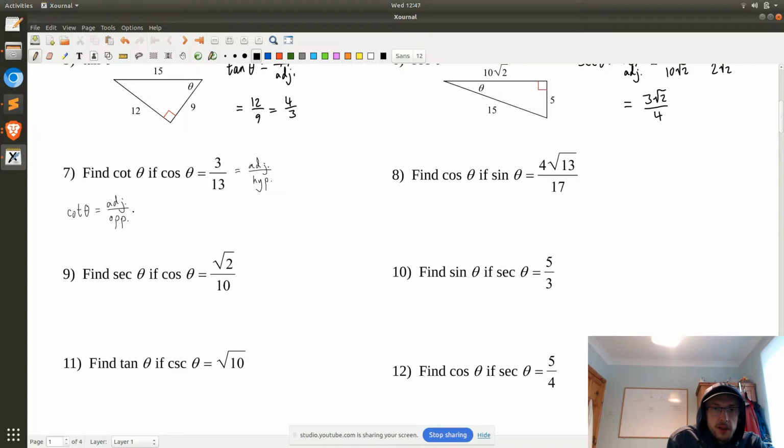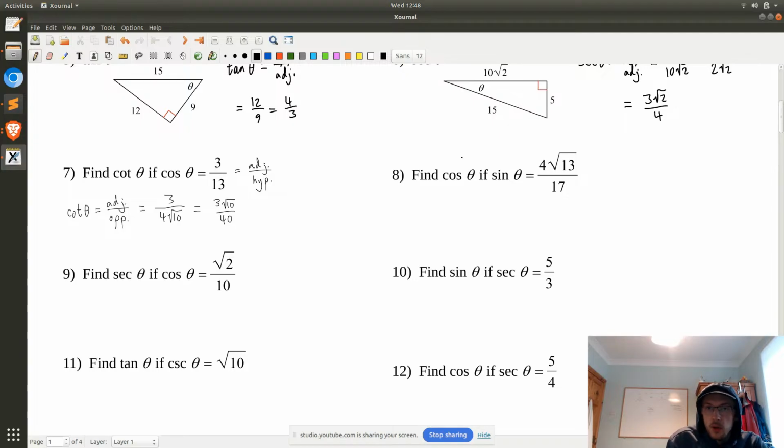So we don't have the opposite, right? Well, we kind of do. We can actually get it from the Pythagorean theorem. So do 13 squared, 169, and then take away 3 squared. So take away 9 from that, so 160, and then square root it, which is 4 root 10. So put 3 on the top, and put 4 root 10 on the bottom, and then simplify, times the top and bottom by root 10. So 3 root 10 over 40, I believe.